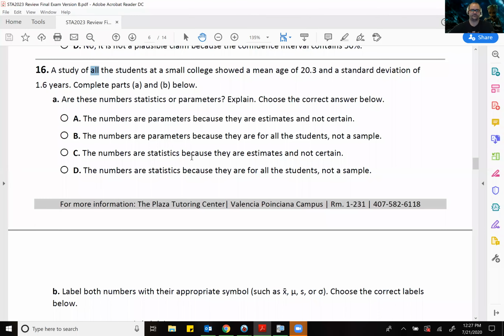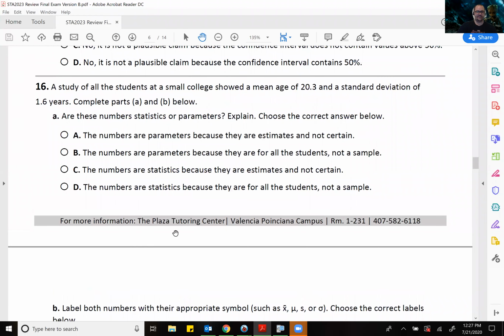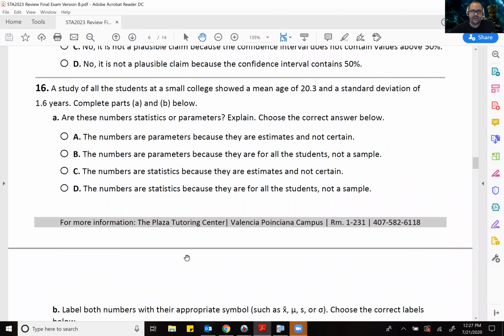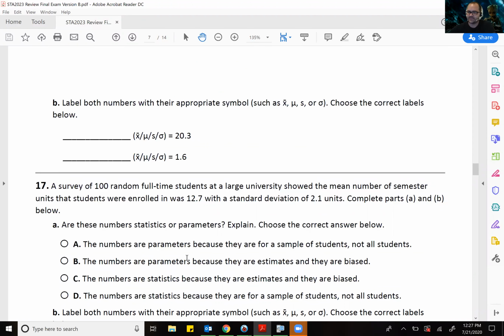All right, part B. It says label the numbers with the appropriate symbols. Since these are parameters, we are only going to use the Greek letters. So X bar and S are out because those are statistics. Remember, X bar represents mean, S represents standard deviation. And the Greek letters, mu represents mean, and sigma represents standard deviation. The 20.3 was all about the mean, so in this blank, you're going to select mu.